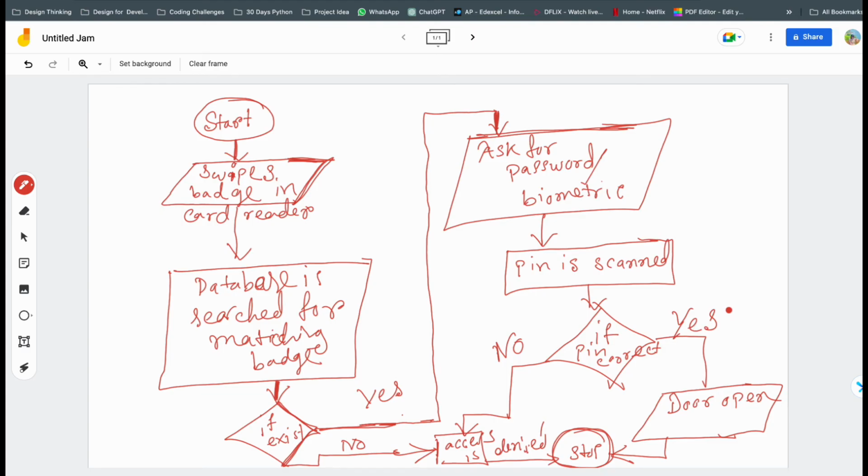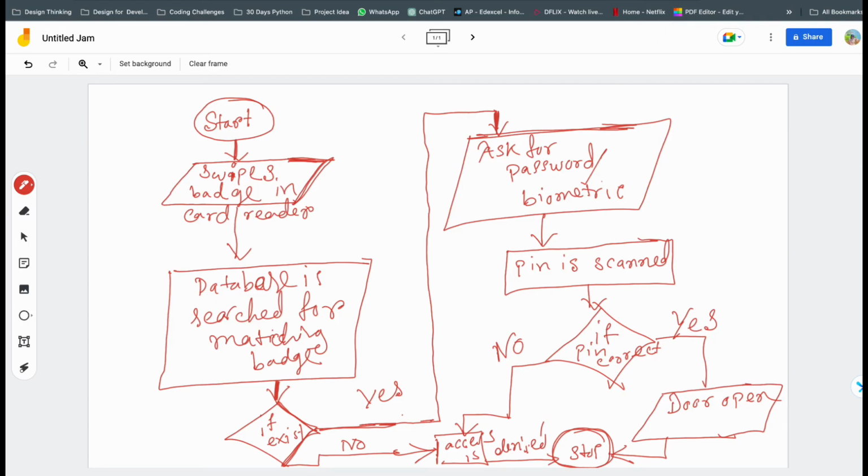So there is one common thing, which is start and stop. For the logical part, logical means when there is a yes or no, it will be in kite shape. Always think about how the system processes. When a system processes, it must be in a rectangle. Okay, so that's question number 5.